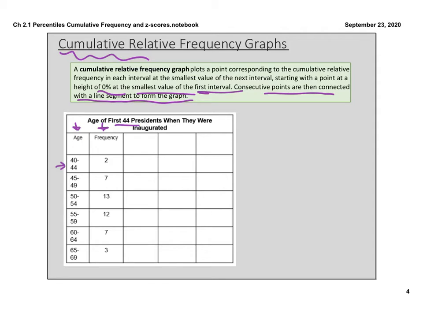Okay, so the lowest age is in the 40 to 44 interval. The highest age is in the 65 to 69 interval. Then you see the frequency of each of those intervals in the next column over. What I want to do next is calculate the relative frequencies of just those frequencies.